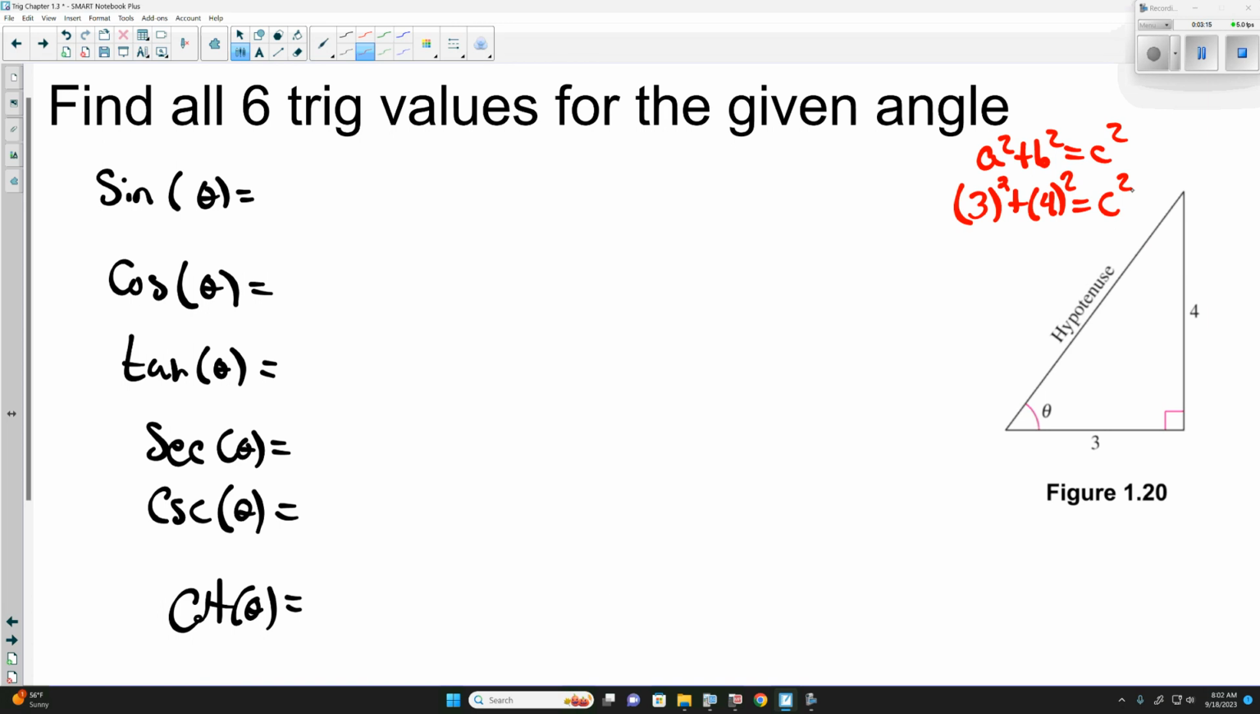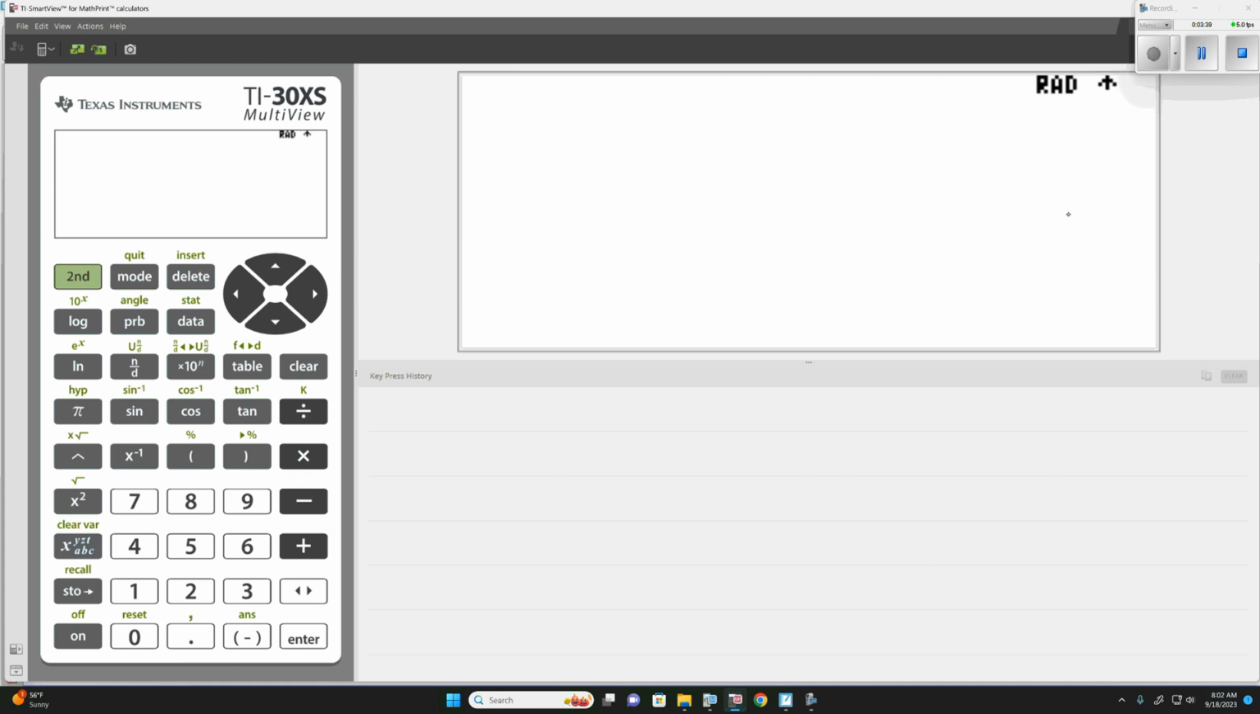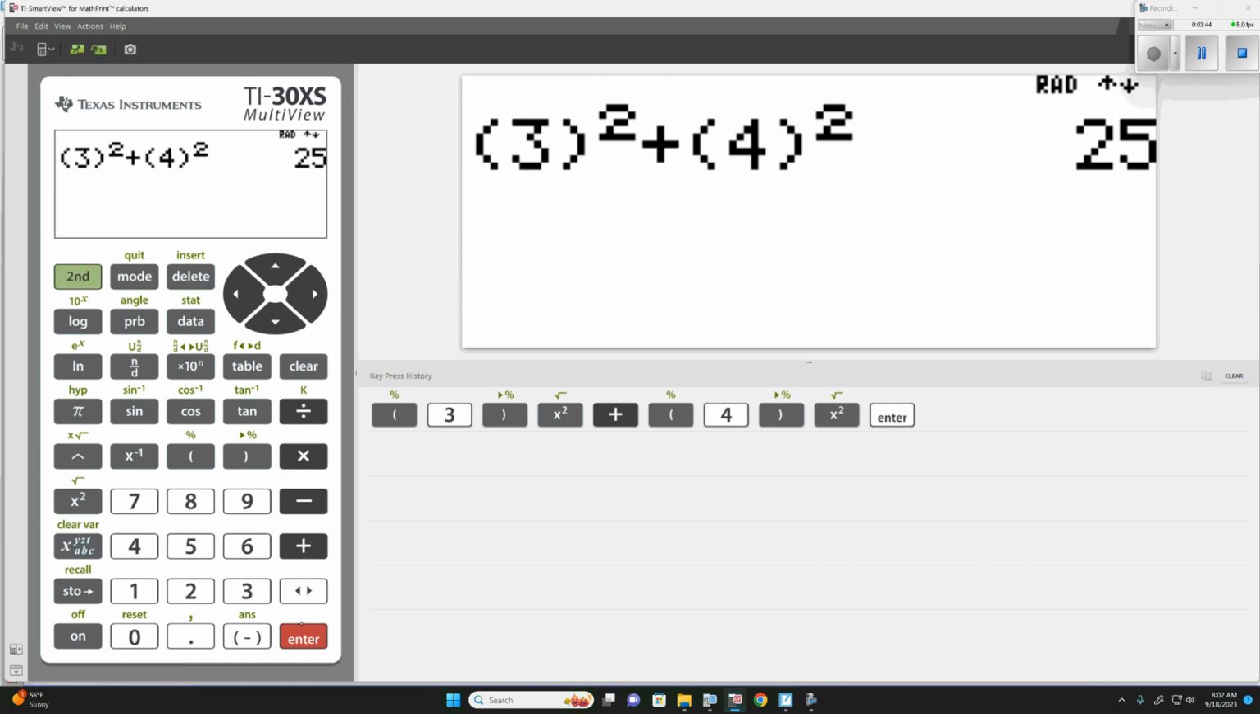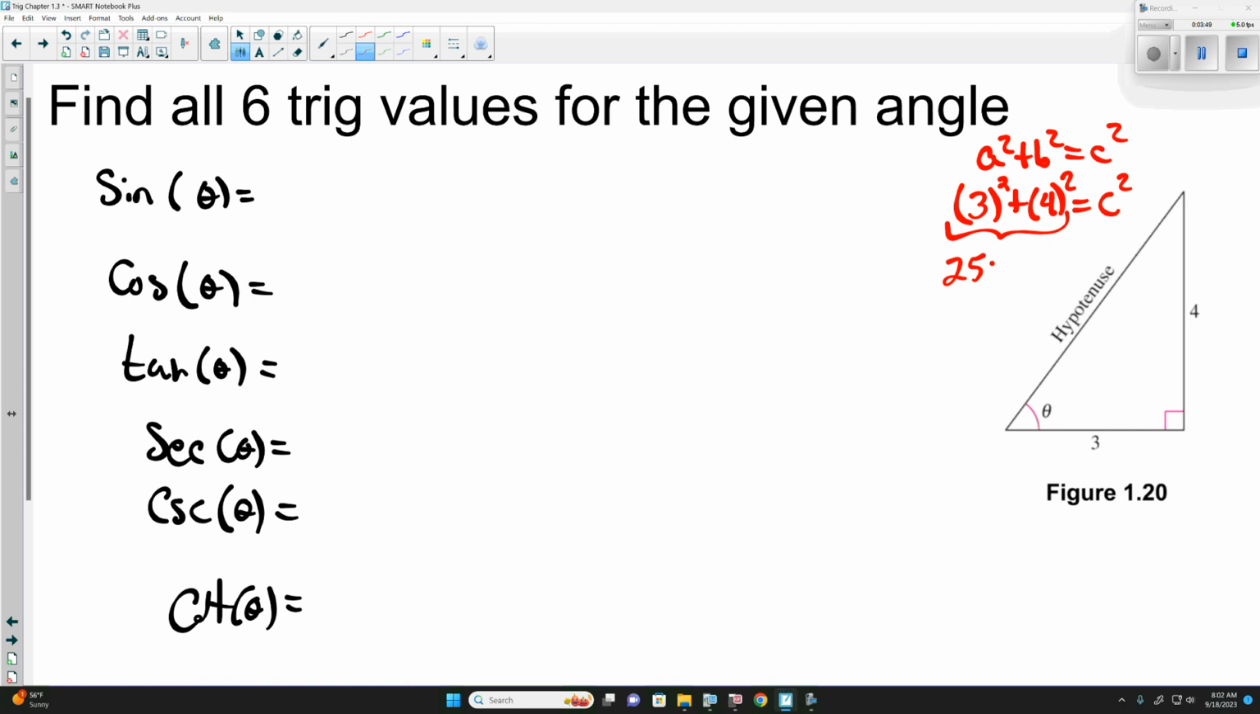Now, before we calculate anything, does anybody have a guess at what the hypotenuse is going to be? If not, that's fine. Now, if we calculate the left side, 3 squared plus 4 squared, those are both numbers. We're not solving for either one of those. So what we could do is I can grab a calculator and say 3 squared plus 4 squared and get 25. So c squared is equal to 25.